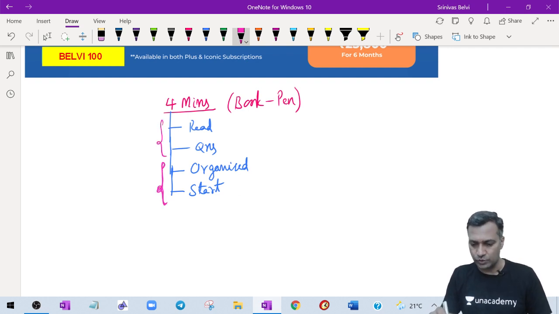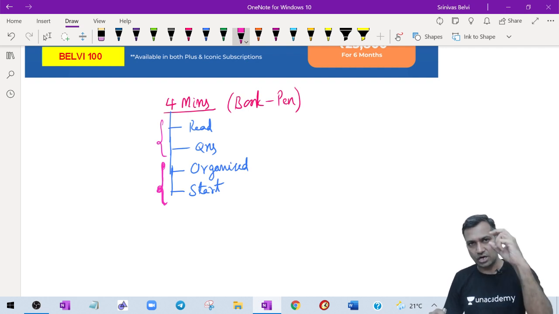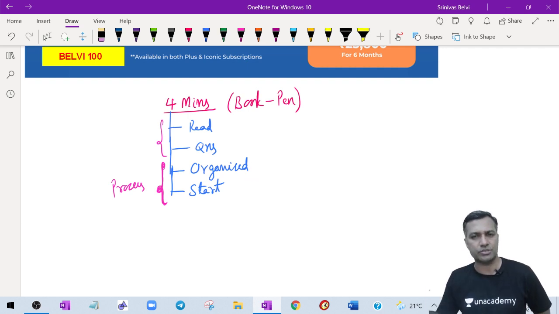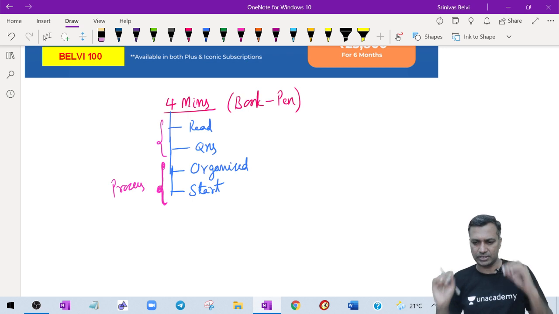Once you finish the first two areas, reading done and questions looked at, come back to the details and figure out how you would like to organize this data and start approaching it. This is what I expect in that 4 minutes. The rest is process time. Once you know how you want to organize it and get a good start, it's just a matter of process to close this particular set.